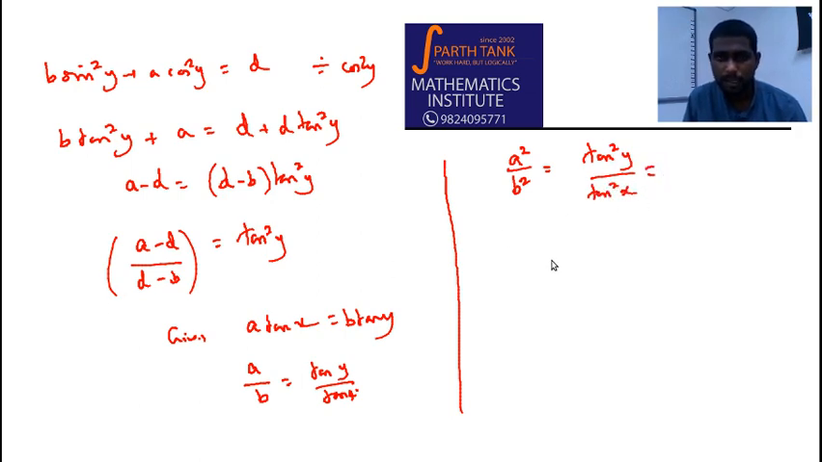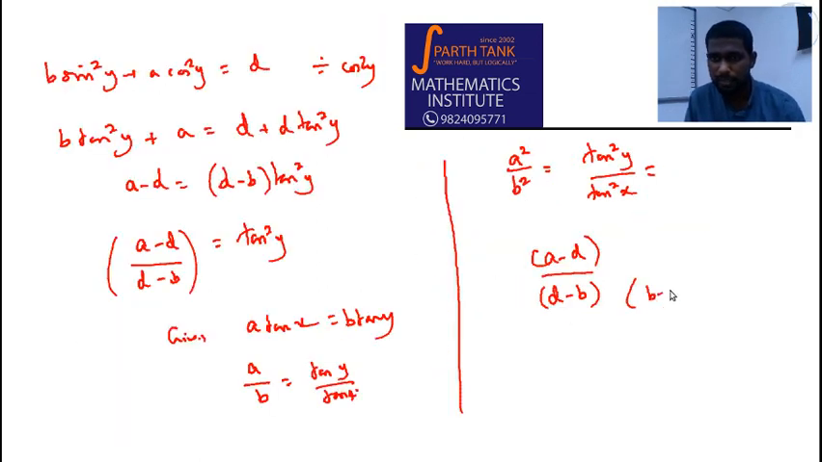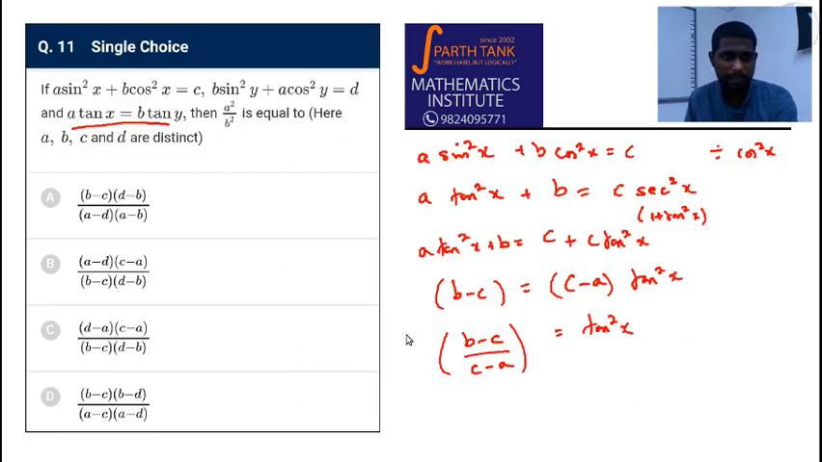Tan squared y is A minus D by D minus B, by tan squared x, which is B minus C by C minus A. So when you divide, B minus C goes here, C minus A goes here. So this is A squared by B squared. The answer we need, with A minus D, C minus A, B minus C and D minus B, is option B. See, all the options are very close to each other. Make sure you choose the correct answer. There is one difference here. Very simple problem. Just find tan square x and tan square y.